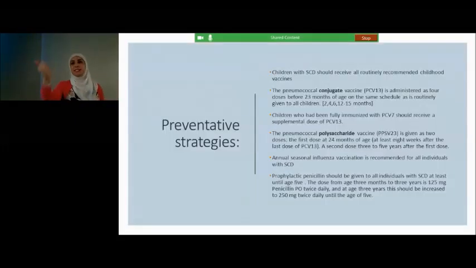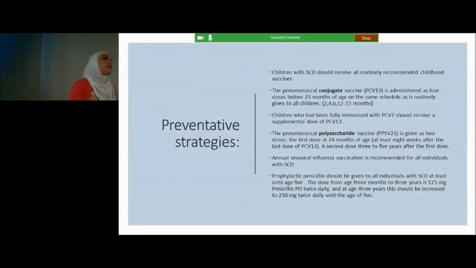Preventative strategies with vaccination: the PCV13, just following the American Academy of Pediatrics regular vaccination guidelines for healthy kids. In addition to that, they need to get the PPSV23, which is the polysaccharide vaccine that we give for splenectomized or at-risk populations. This should be given before the age of 5 years, even if they were vaccinated fully by the PCV13 or PCV7. You have to repeat the PCV13.